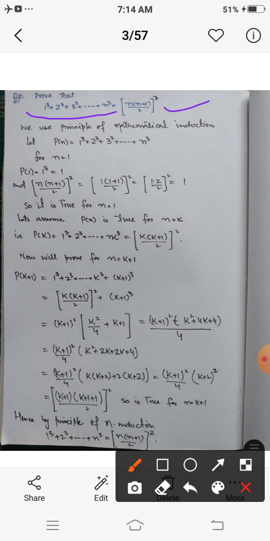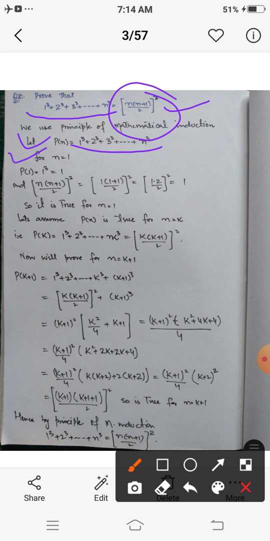Now we will use here the mathematical induction because the given statement, that is the sum of the first n cubes, contains n. Now let p of n be the given statement, that is 1 cube plus 2 cube plus so on to n cube. Now we have to prove that p of n is n into n plus 1 upon 2 whole square. Now we will use induction here.